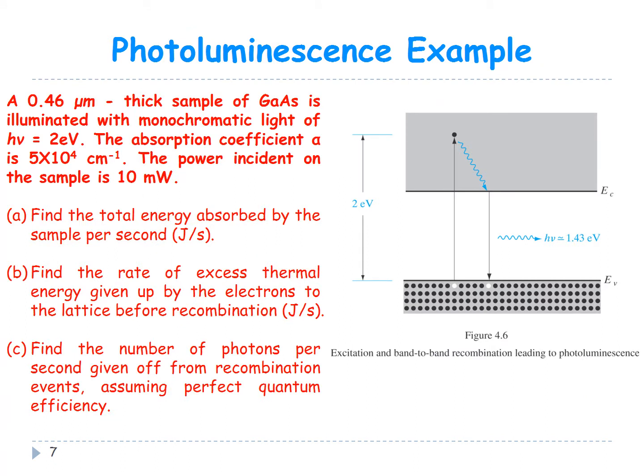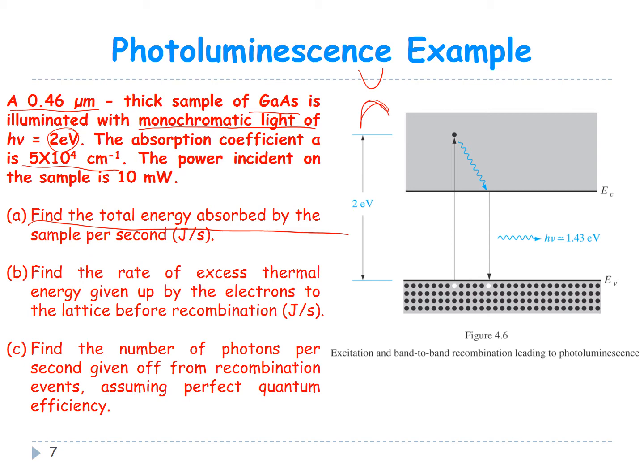So to appreciate optical absorption, let's look at this photoluminescence example. In this example, we have a 0.4 micrometer thick sample of gallium arsenide. Remember, gallium arsenide is a direct gap semiconductor, which is illuminated with monochromatic light of energy 2 electron volts. The absorption coefficient alpha is 5 times 10 to the power 4 per centimeter, and the power incident on the sample is 10 milliwatts. So the first question is, find the total energy absorbed by the sample per second.